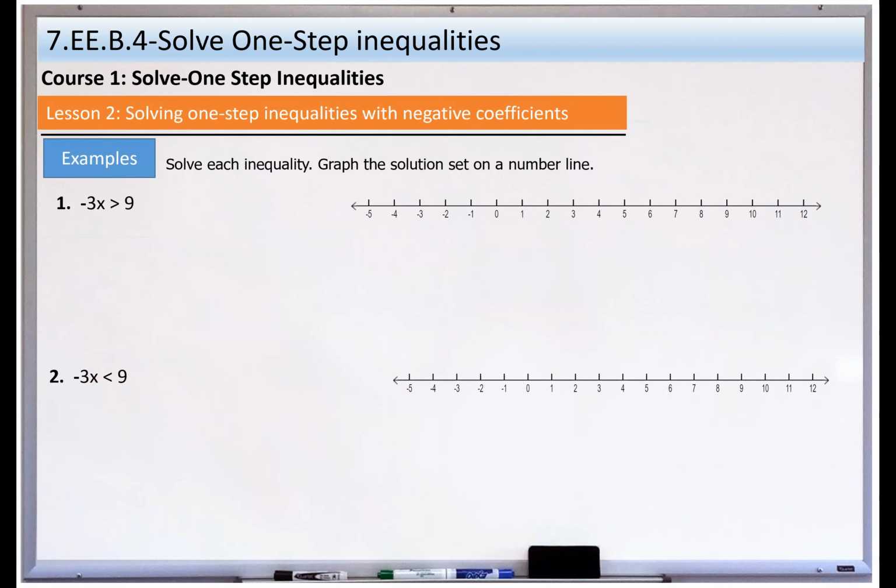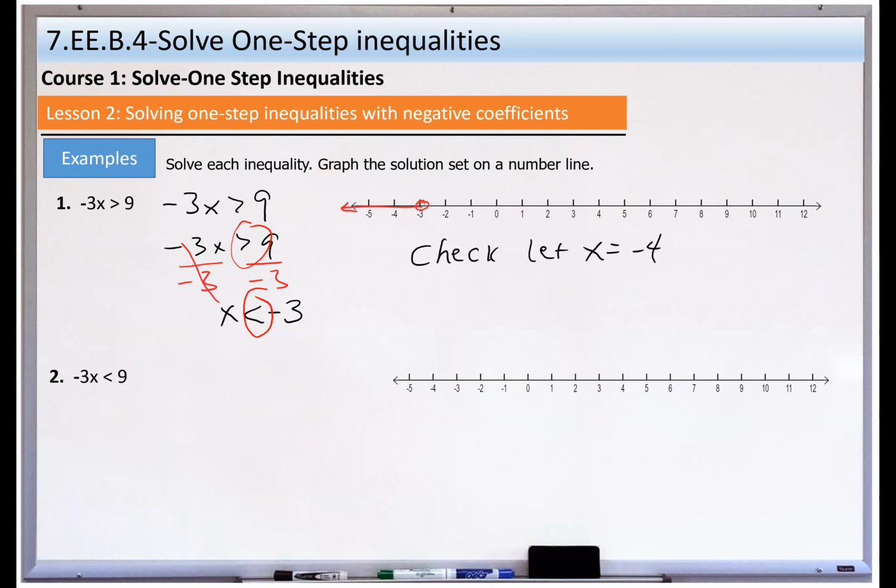Let's do a few. You have negative 3 times some number x is greater than 9. I have a negative coefficient, so I'm going to divide both sides by negative 3, and when I do that, I have to change my inequality. So my answer is anything less than, but not equal to, negative 3. Let's check that. Let's just try negative 4. Negative 3 times negative 4 is 12, and 12 is indeed greater than 9. So it is correct.